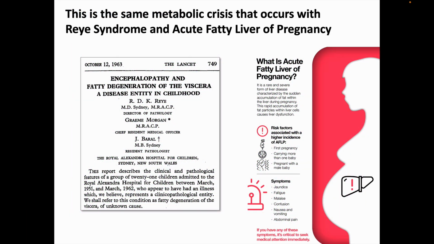The metabolic crisis of carnitine deficiency, of impaired beta-oxidation, is the same metabolic crisis that occurs in Reye syndrome and in acute fatty liver of pregnancy. On the left, we see the first report of Reye syndrome from The Lancet in 1963. Children with viral illnesses treated with aspirin were found to develop fatty degeneration of the viscera, and an encephalopathy associated with elevated serum ammonia levels and hypoglycemia. Reye syndrome and acute fatty liver of pregnancy occur because fatty acid beta-oxidation is impaired, although through different etiologies.